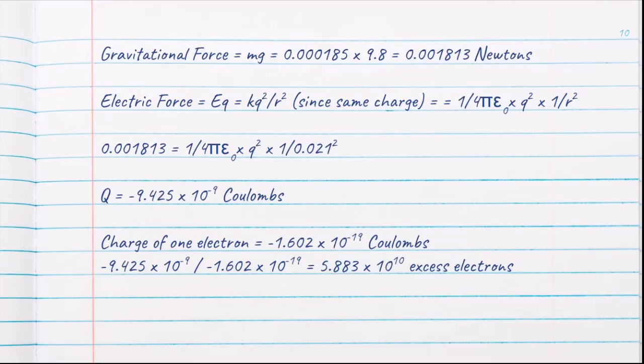For the electric force, you used the equation F = Eq, which ends up being kq squared over r squared, and you set those two equal to each other to find out that the charge was negative 9.425 times 10 to the negative 9th coulombs. And then you divide that by the charge of one electron, which is 1.602 times 10 to the negative 19th, and you find out that the total number of excess electrons is 5.883 times 10 to the 10th.